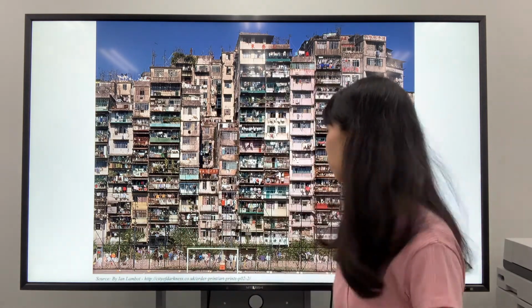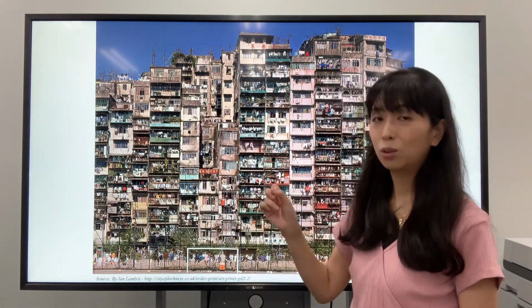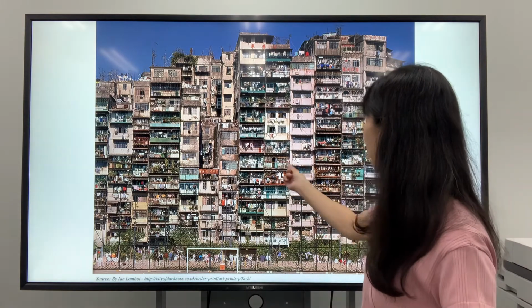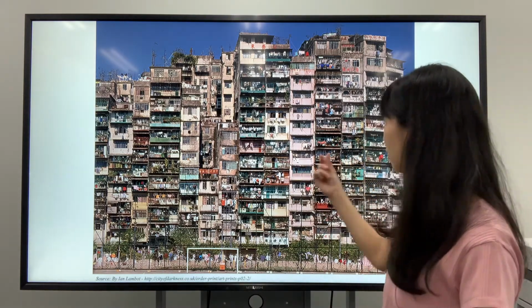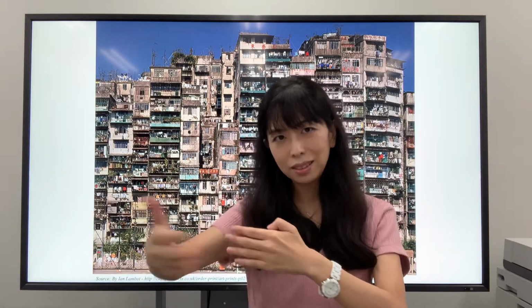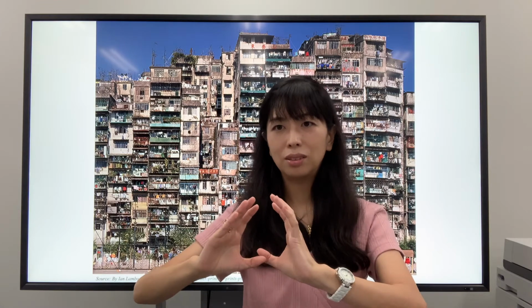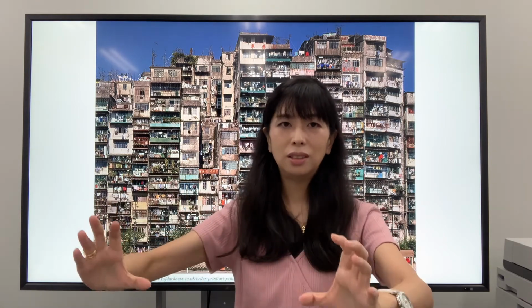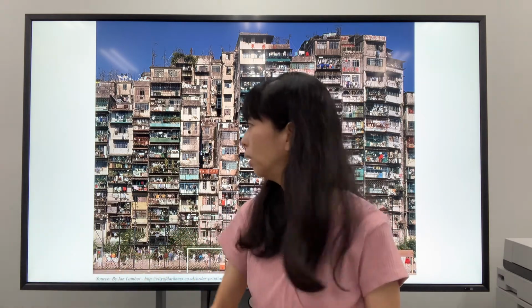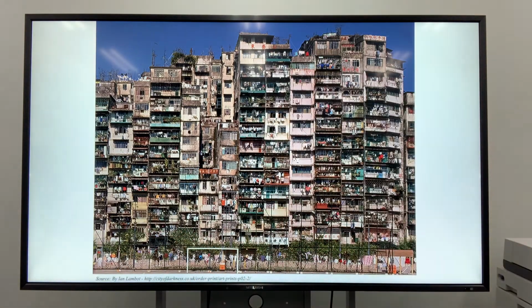Moreover, in the case of Kowloon, there is something that is called the cage. The cage is an extruded space. It's like a balcony, basically, but it's an expanded space so that they can increase the interior space as much as possible. So that was what was happening in the Kowloon Walled City.